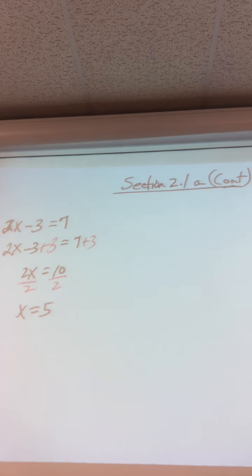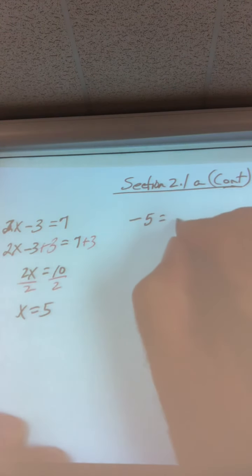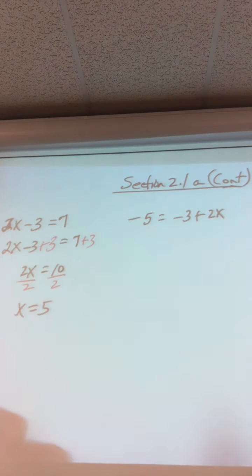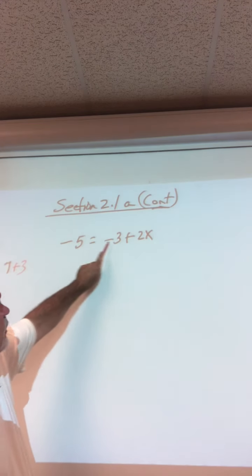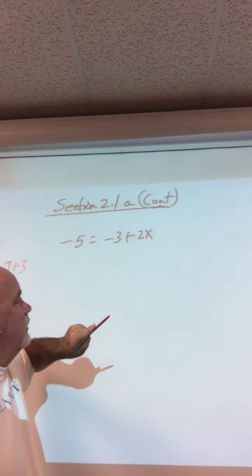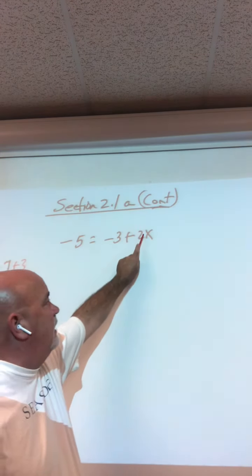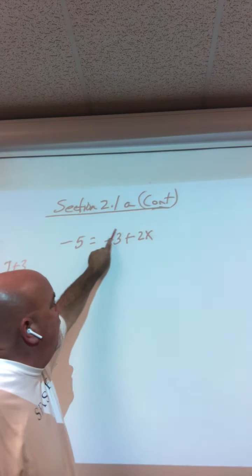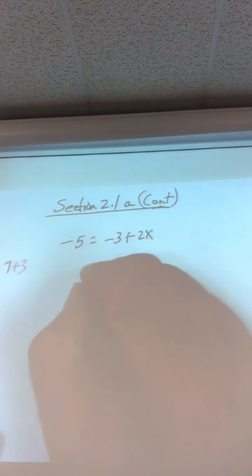All right, let's do another example. So let's suppose I have negative 5 equals negative 3 plus 2x. Number term, variable term. I want to get the variable terms on one side. I only have one variable term, so I'm going to leave that here. But I want to get the number terms on the left. So I need to get rid of the minus 3. Well, the way I do that is by adding 3 on both sides.